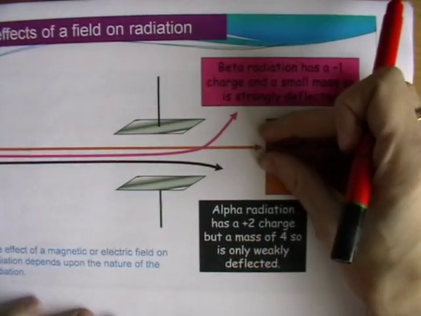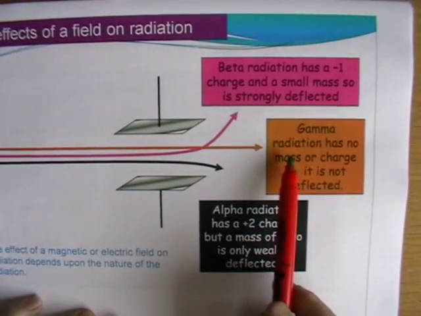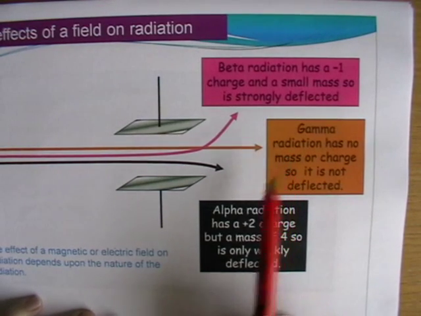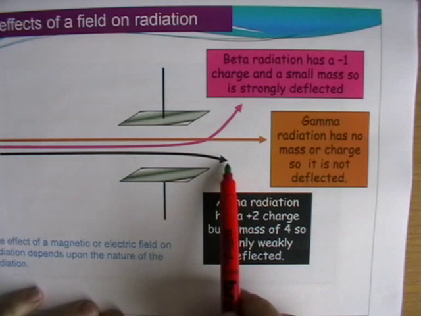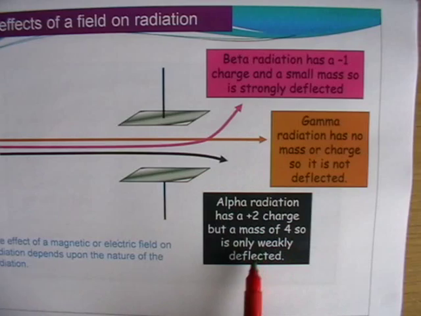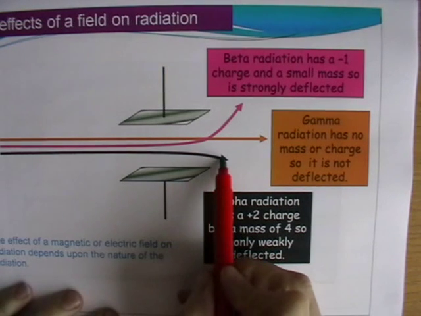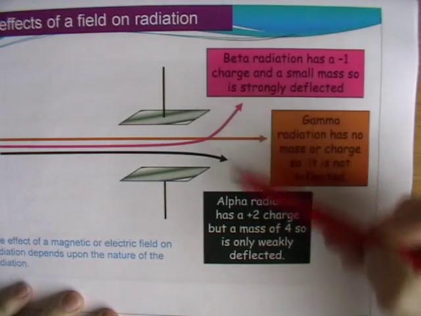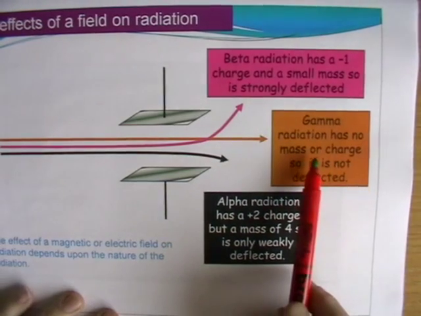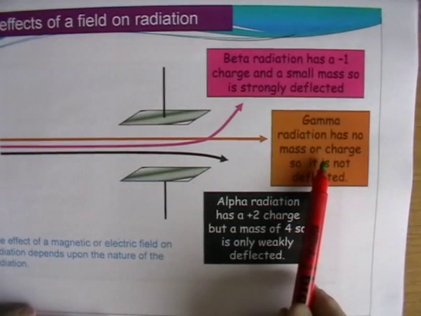So if you had a detector sitting here, your detector would still be picking up your gamma radiation. If your detector was sitting here and you were trying to pick up alpha, you wouldn't have much luck because it was actually deflected down here. Alpha radiation has a +2 charge but a mass of 4, so it is only weakly deflected. So the heaviest particle, alpha, is deflected by a small amount. The lightest particle, beta, is deflected by a large amount. They're both charged, so they're both deflected, but gamma has no mass or charge and isn't deflected at all.